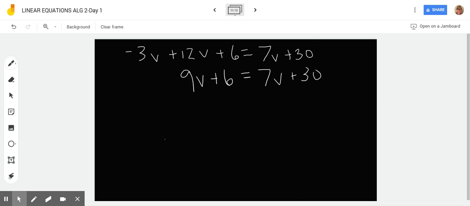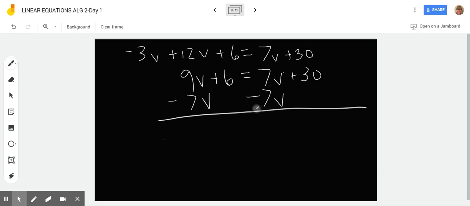Then we want to get the variables on one side and the numbers on the other. You can't ask yourself, what do I want to get rid of yet? Because your variables are on both sides of the equation. That is a problem. We need to unite them. I tend to do it this way. I like to get the v on the left-hand side, but there's also a trick. Since 7 is less than 9, it's much easier to subtract the 7v than the 9v because you get rid of the negative. So that would cancel, and 9v minus 7v is 2v plus 6 equals 30.